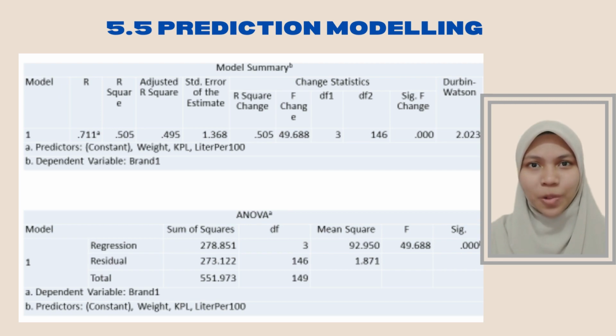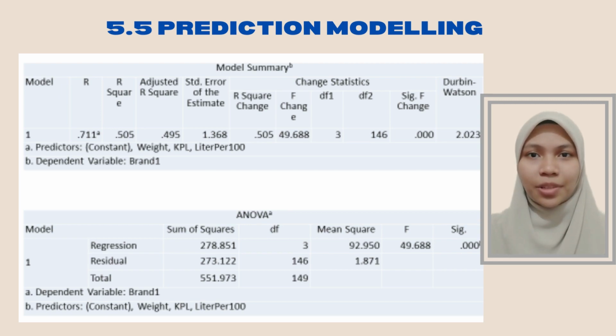Next, for the prediction modeling. For the model summary, the R-square value is 0.505, which means 50.5% of the variation in brand can be explained by the liter per 100, KPL, and weight. The adjusted R-square value is 49.5%, and the Durbin-Watson is 2.023.